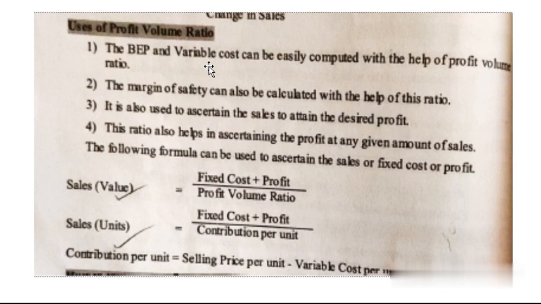So the break-even point and variable cost can be easily computed with the help of profit volume ratio. You can find out at which point, producing so many units will not give you profit, and will also not lead you into a loss position. Based on that, you will produce accordingly. If you are producing 10,000 units, you will calculate the break-even point. According to the formula, the break-even point units you get are 11,000 units.